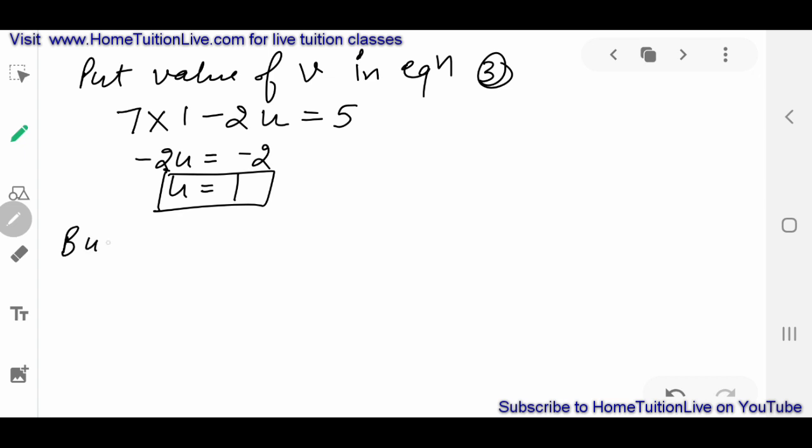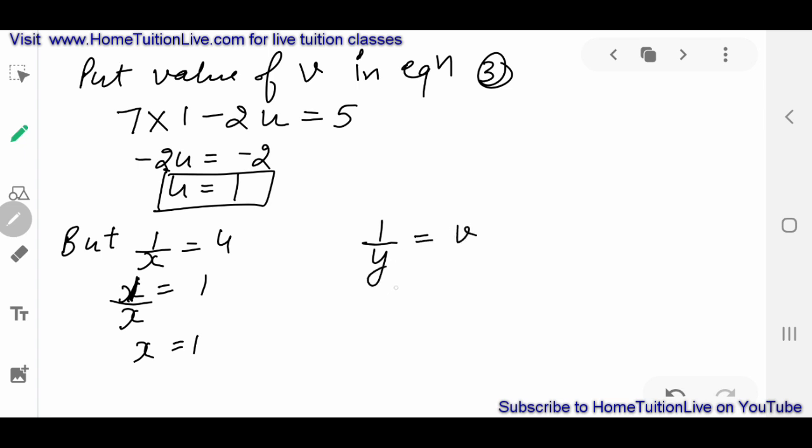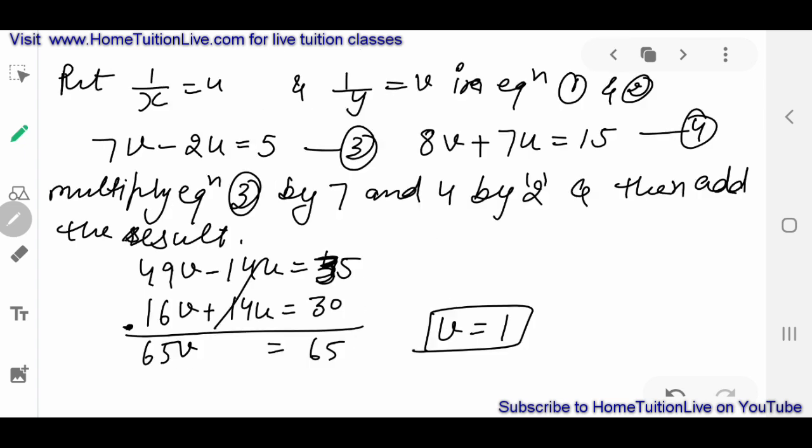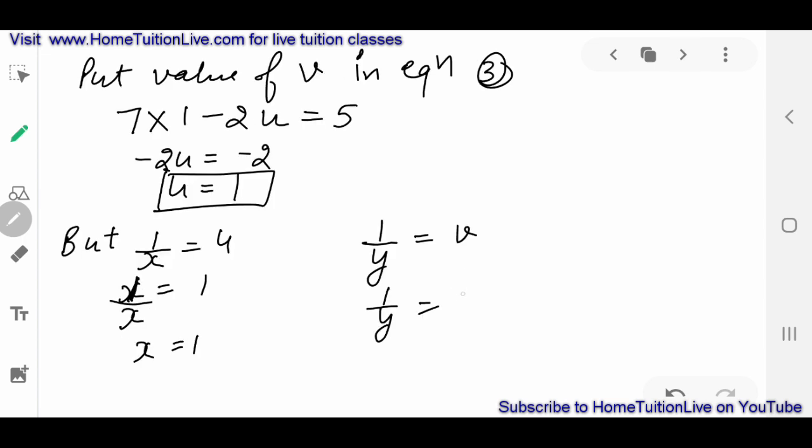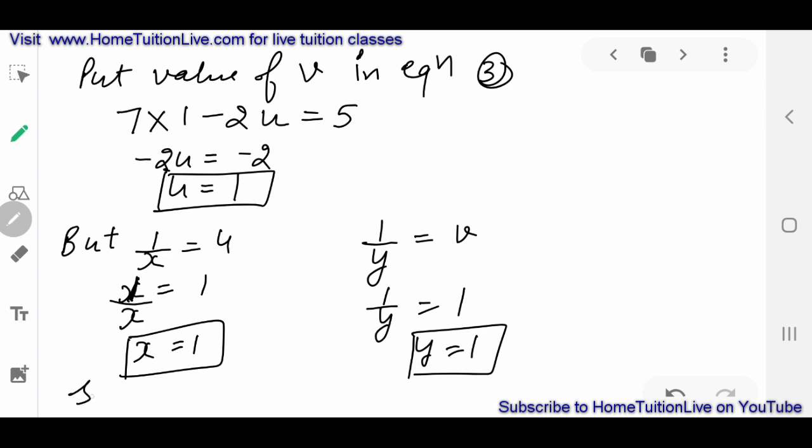But 1 by x is equal to u, so 1 by x equals 1, so x equals 1. And 1 by y is equal to v. What is the value of v? v is also 1, so y is equal to 1. So the required solution is x and y is equal to 1. You can write here, the solution is x is equal to 1 and y is equal to 1.